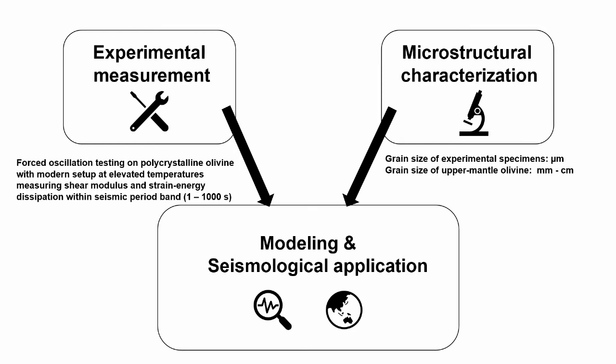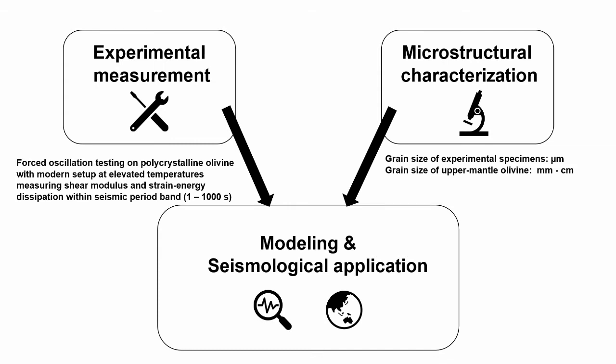This study focuses on polycrystalline olivine because olivine is the most abundant component in the upper mantle. Forced oscillation testing is performed on olivine samples at elevated temperature to measure their shear modulus and strain energy dissipation at seismic periods. Due to the anisotropic thermal expansivity of olivine grains, the polycrystalline sample is subject to cracking during thermocycling.